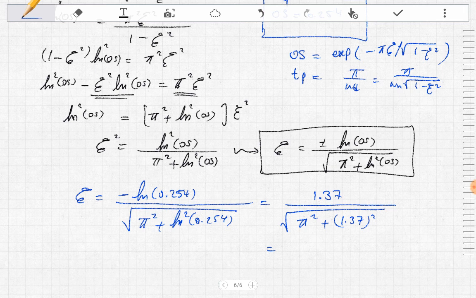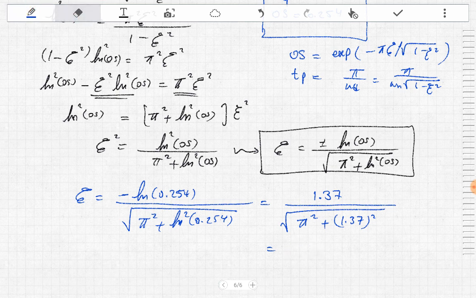So how did I get eta? I got eta from overshoot by using this expression. It's better if you memorize this expression and use it all the time. Did you get it? 0.39998, so 0.4 almost, right? Okay, let's make it 0.4.